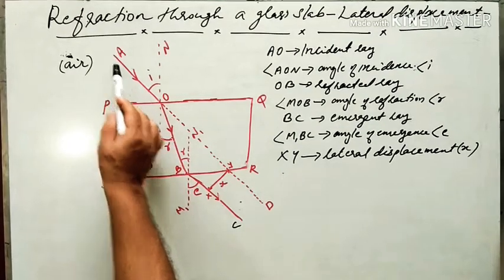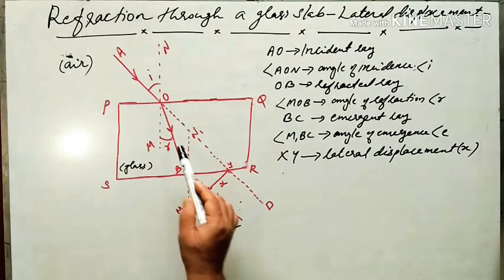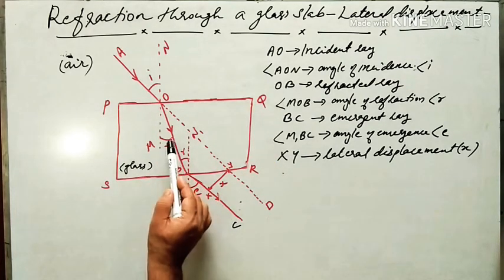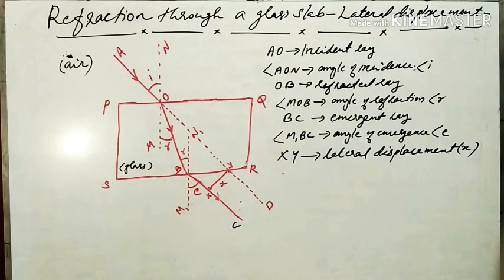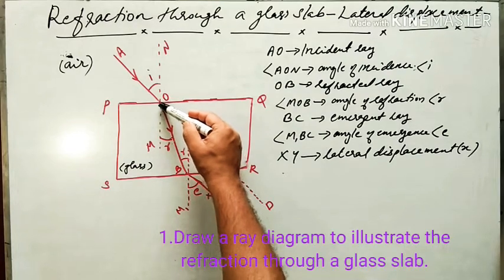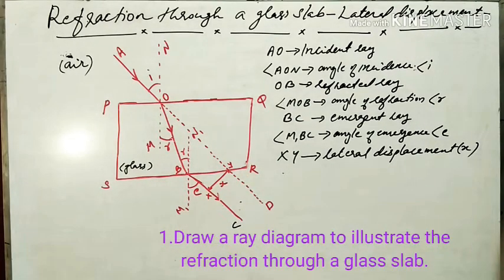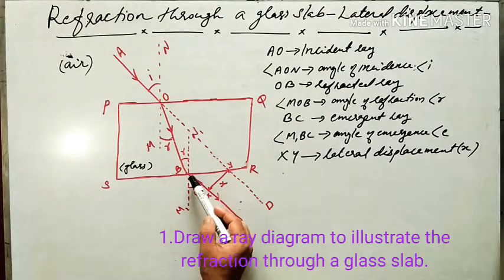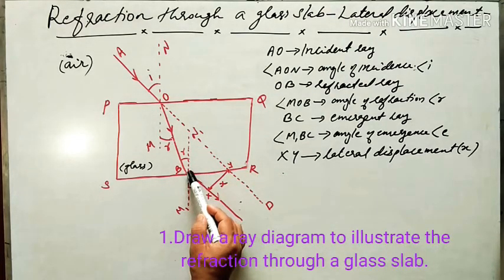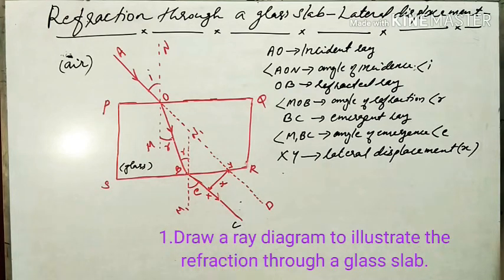So the ray of light AO suffered refraction at the surface PQ, and on entering into the glass, it is bending towards the normal as per our rule. It slows down. Now it travels through the glass, the same medium, in a straight line, and it is incident at the point B. Now it is ready to emerge from glass to air at the surface SR.